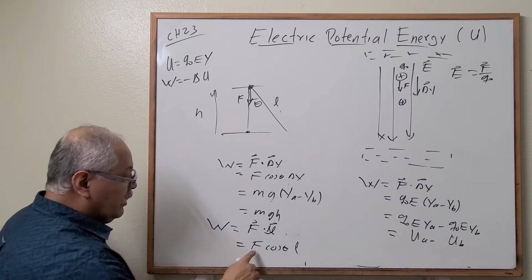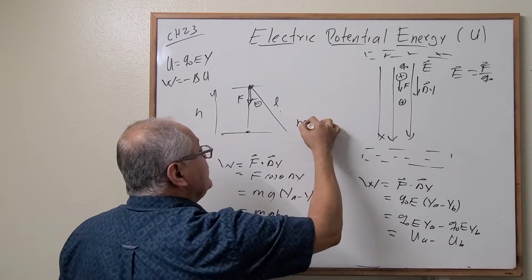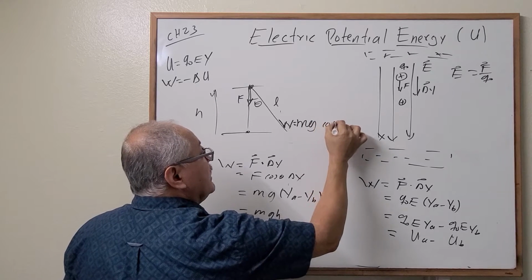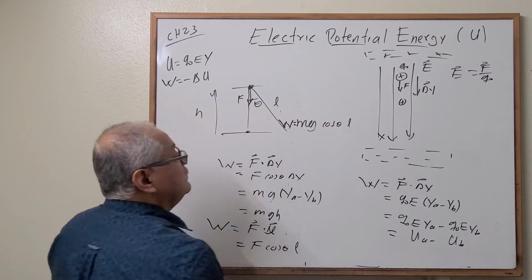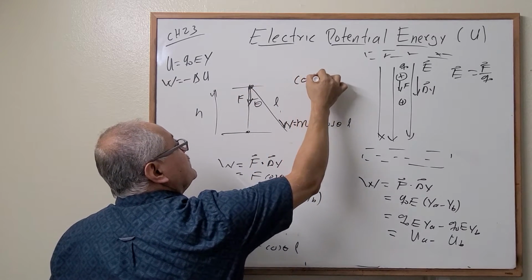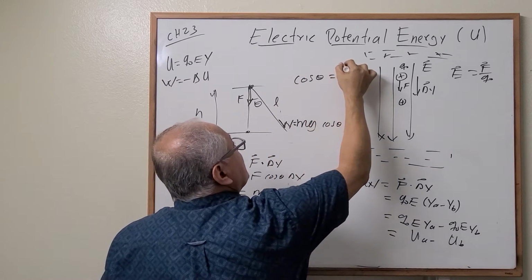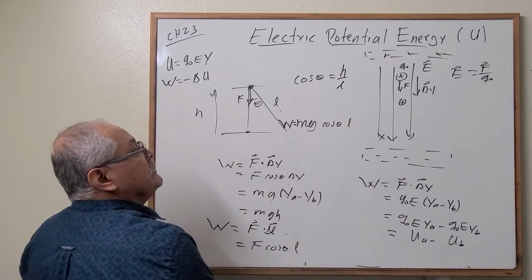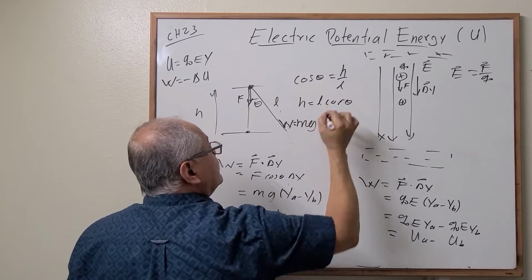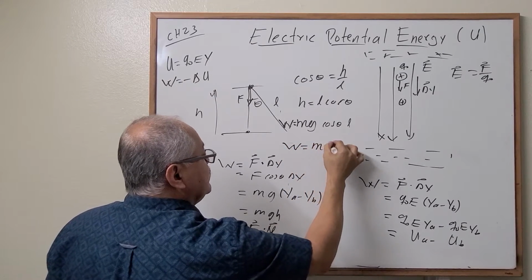Now, what should be the force? Well, the force is just mg, right? So the work done is equal to mg cosine theta times L. But from the figure, from this triangle, what do we have? Cosine theta is equal to adjacent over hypotenuse, which is h over L. From here, h is equal to L cosine theta, which is the same as this part. So the work is also equal to mgh.